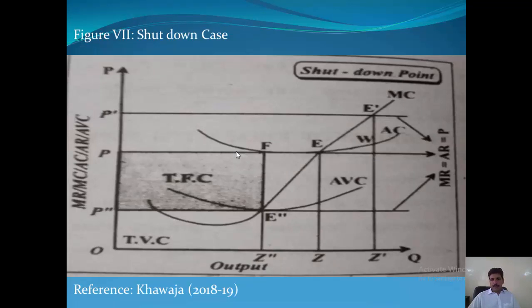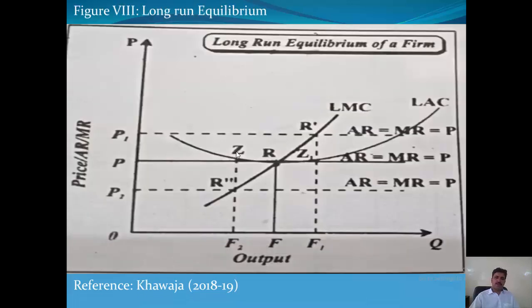Shutdown case. Sometimes it happens that the cost is too much higher, which is unbearable for the producer. So we see that in such a case, this will be a shutdown point. The firm cannot exist. If there is free entry and exit, the firm can leave the market.